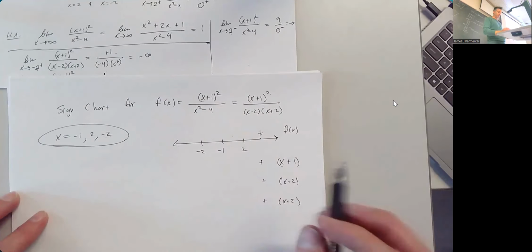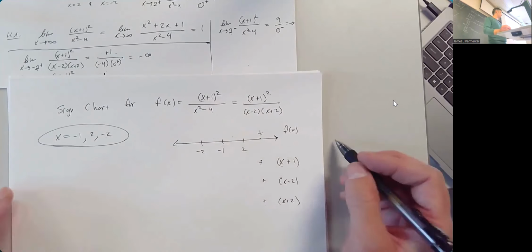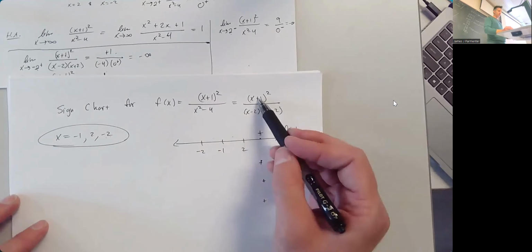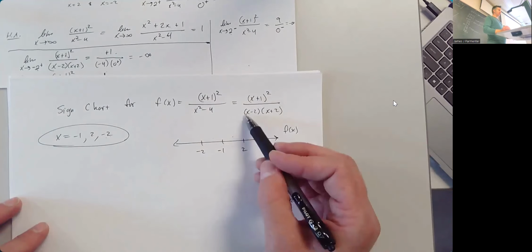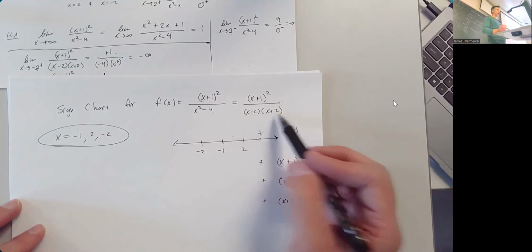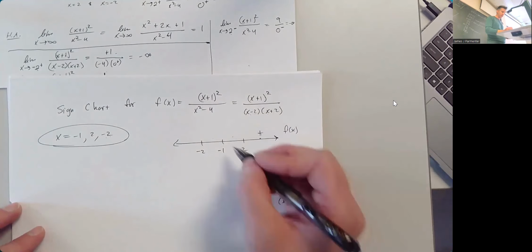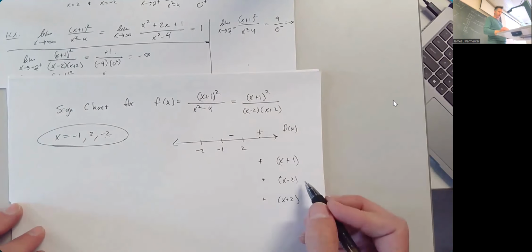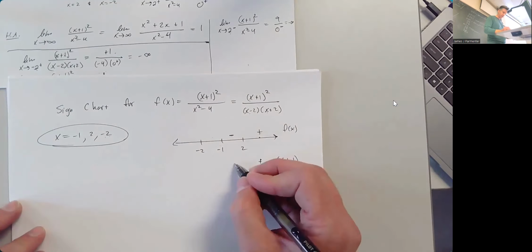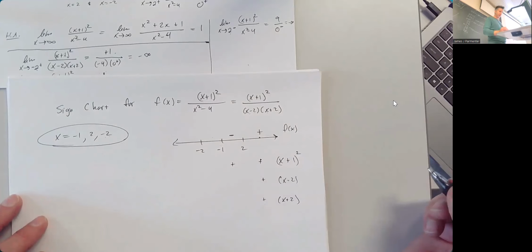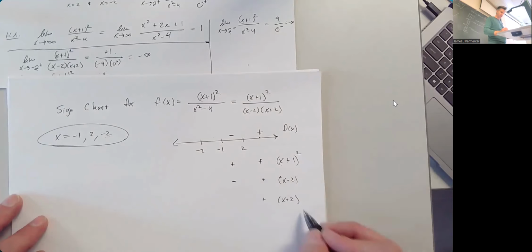Now I pick something between -1 and 2, like 0. What I'm really going to do is just look at the overall sign. 0 plus 1 squared is positive. 0 minus 2 is negative, 0 plus 2 is positive, and a positive divided by a negative times a positive overall is going to be negative. I could have written the signs here, right? x plus 1 squared, sorry about that, is positive. x minus 2 is negative, x plus 2 is positive.